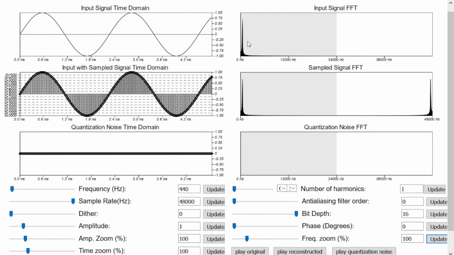Obviously there is no problem, the signal is way below Nyquist here. Nyquist in this case would be 24 kilohertz, right? So there is no problem. I'm using 16 bits by default, and I have absolutely no issues here. So I have 65,536 different levels to choose from, etc.